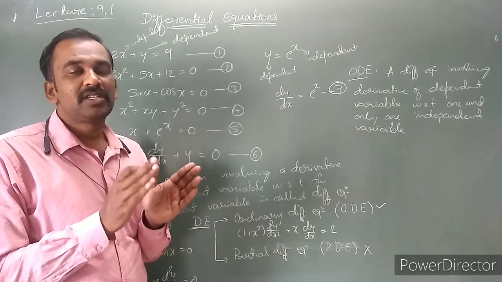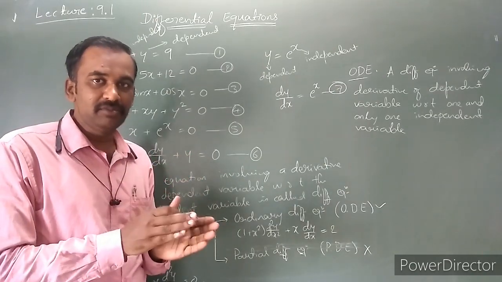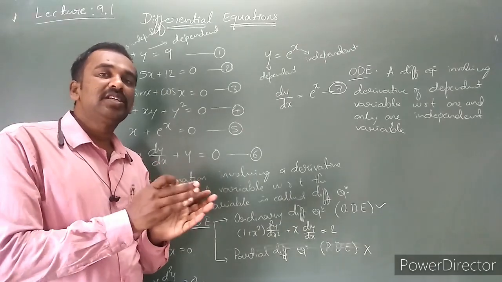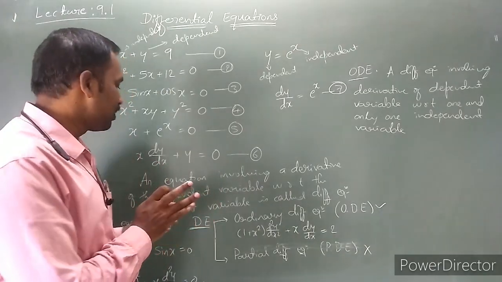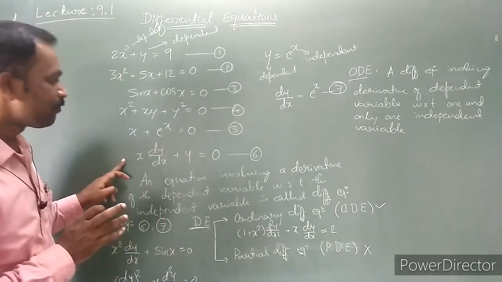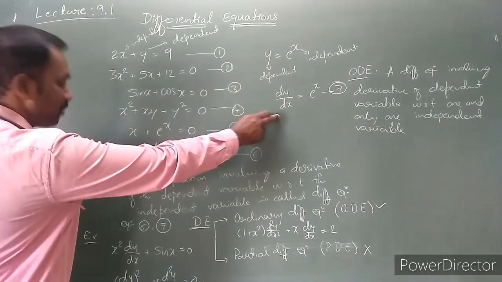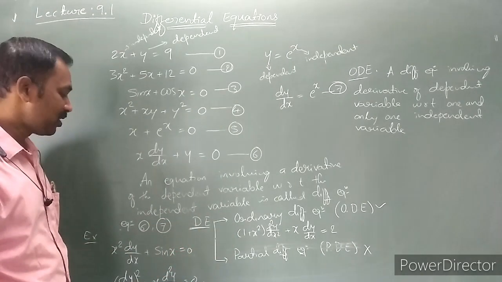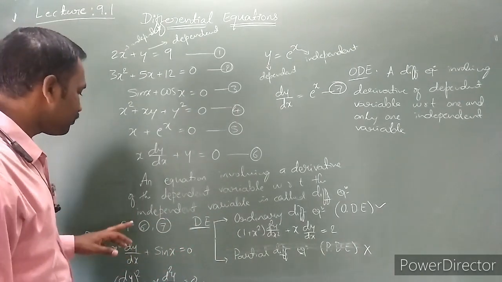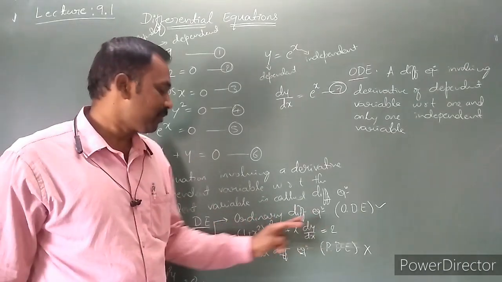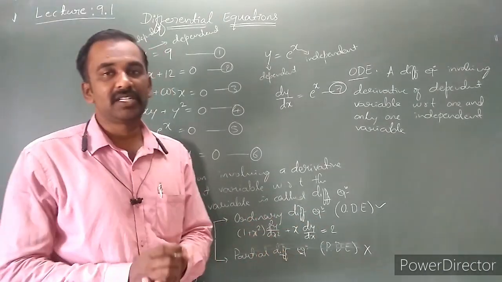An equation involving the derivative of the dependent variable with respect to the independent variable is said to be a differential equation. Particular examples are equation number 6, equation number 7, and these two. These are all differential equations. Further, differential equations are of two types. One is the ordinary differential equation, and the other is the partial differential equation.